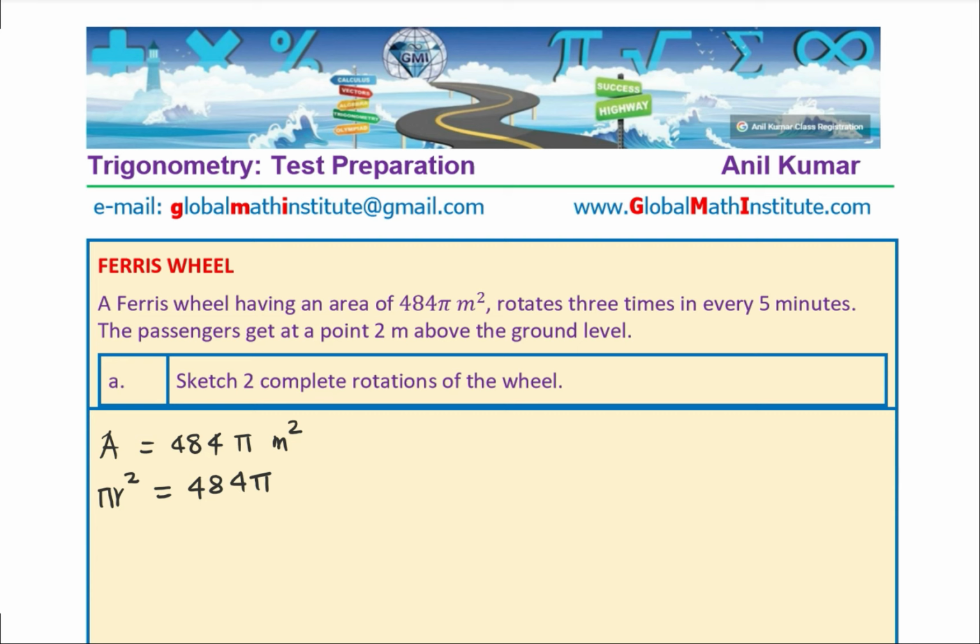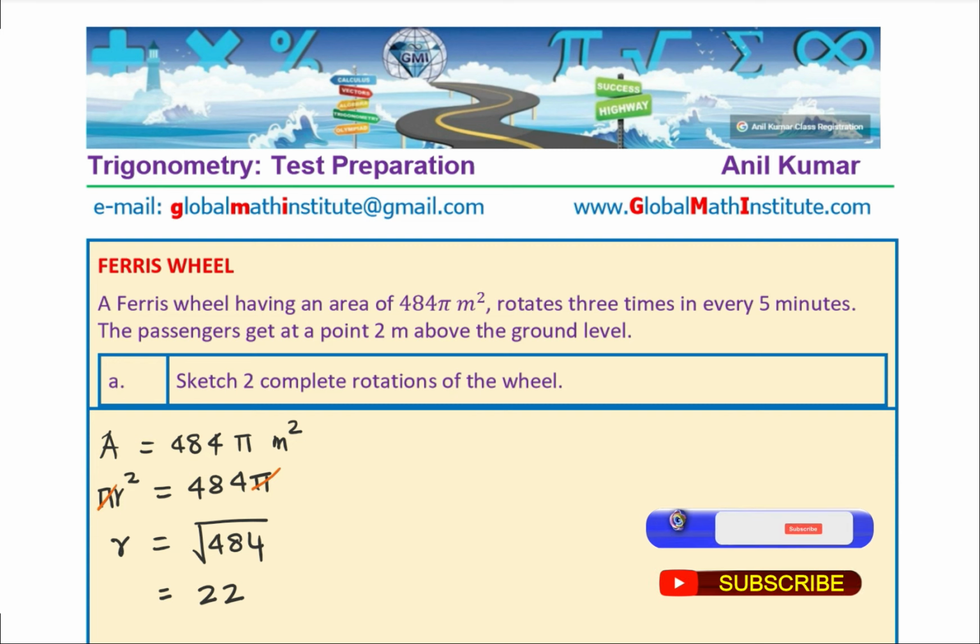So you can simplify this. So r will be equal to square root of 484. Correct? So the square root of 484 is 22, right? So we get the radius of this particular Ferris wheel, and that should help us to sketch the diagram.